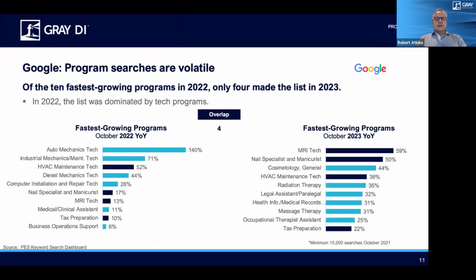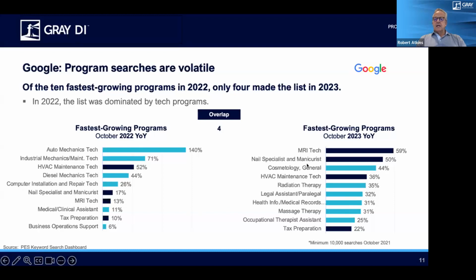When we think about the consistency or the duration of growth, what we've found is it's extremely volatile. Only 4 of the programs that were in our top 10 fastest growing in 2022 are still in our top 10 fastest growing in 2023. Those 4 are HVAC maintenance tech, nail specialist and manicurist, MRI tech, and tax prep. I guess we're reinforcing that nothing is certain like death and taxes.